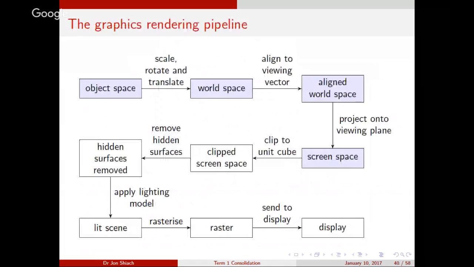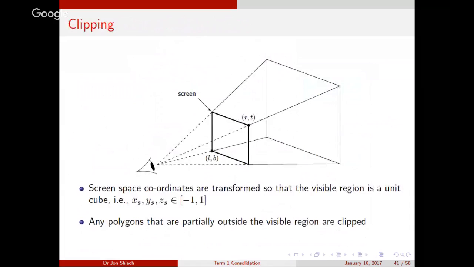Okay, so we've got all this to do. We're up to screen space. What we're first going to look at for the remainder of this week and most of next week is what we call clipping. Essentially, there's only a finite area which you can see in a virtual world.